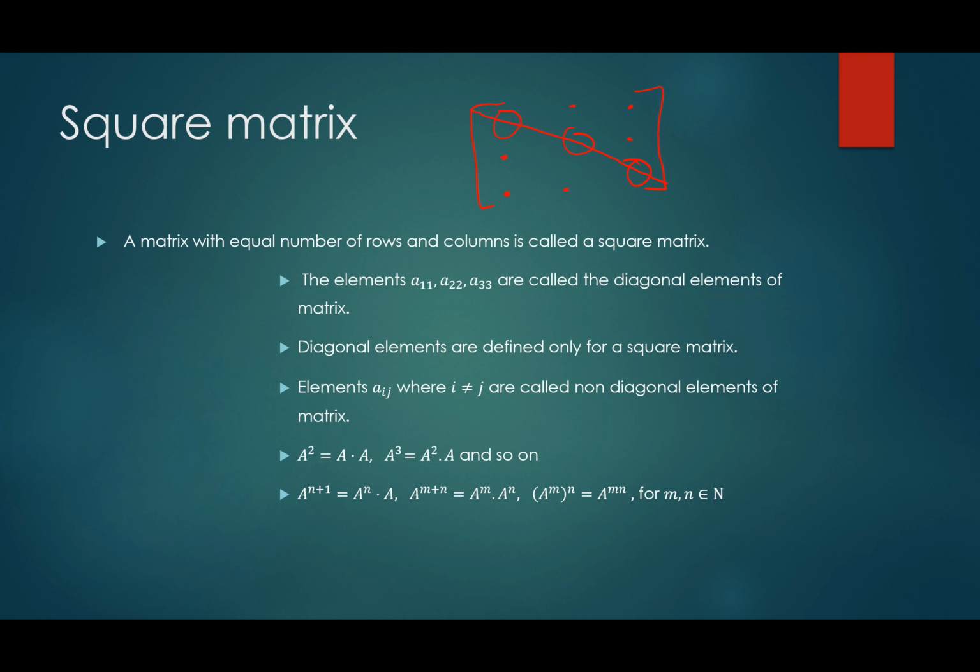Then we have some properties, like when we need to find A square. What is the meaning of A square? To find A square we have to multiply A with A again. So for squaring a matrix, never square the elements. Square of a matrix means the matrix multiplies itself. Similarly, if I want to find A cube, it is the multiplication of A square with A. That is, I should do A into A into A. Clear?